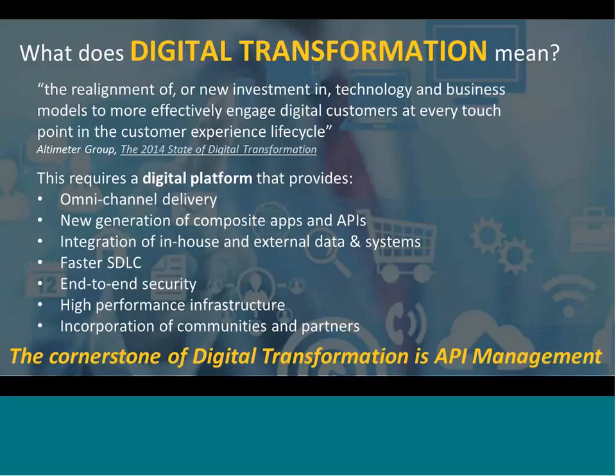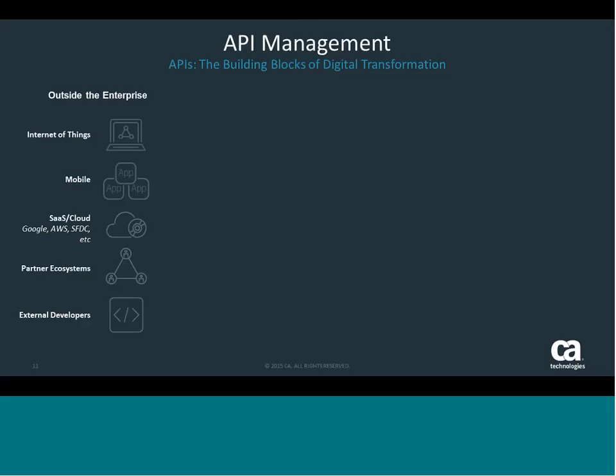So, excuse me. Let's take a look at the building blocks of digital transformation real quickly. If you think of most enterprises, you have 2 things. You have inside and you have outside. Outside, you have the IoT, definitely an emerging solution. You have mobile, which is taking over the market by storm. You have SaaS and cloud. You have partner ecosystems, and you have external developers. So that's outside your firewall.